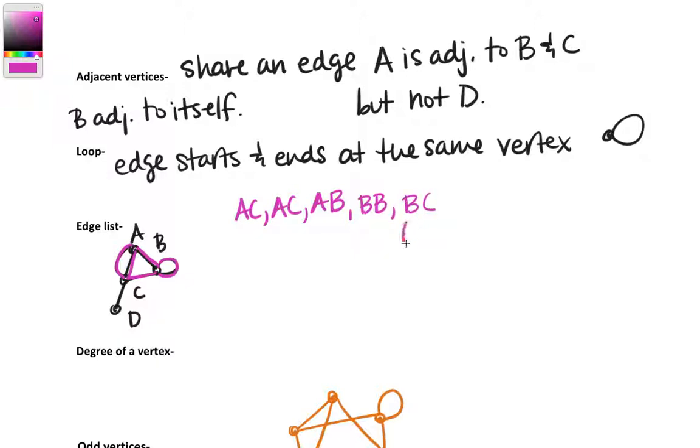We could have written it as CB. We're not dealing with direction on the edges, so the order that we write these in doesn't matter, but usually we're going to do them in alphabetical order. And then the last edge on the graph is CD.